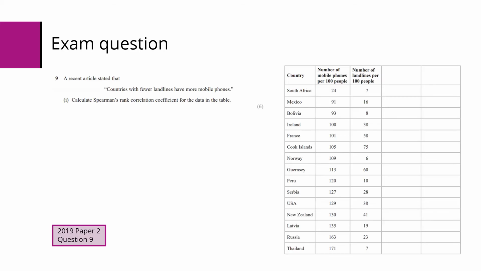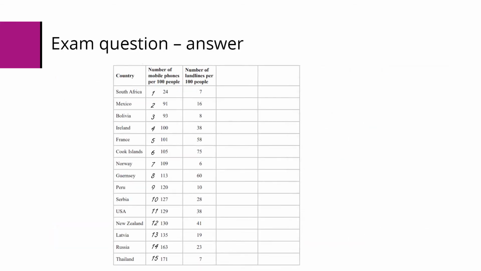First thing to note is that the number of mobile phones per 100 people is already in rank order, with South Africa having the fewest per 100 and Thailand having the most. So when we're ranking those, it's just simply numbering them from 1 to 15. They're already in order and there are no ties in there either. So we're looking at the number of landlines per 100 people. So we find the lowest one, that's the 6, Norway. So they get rank 1.